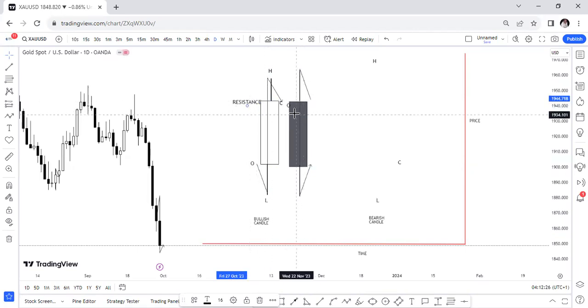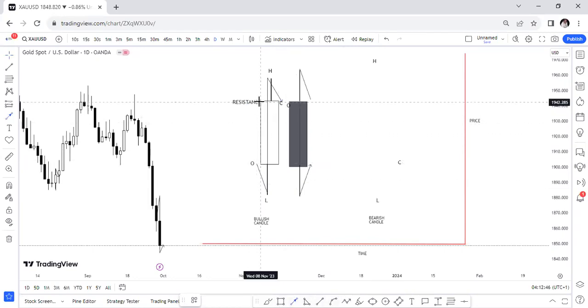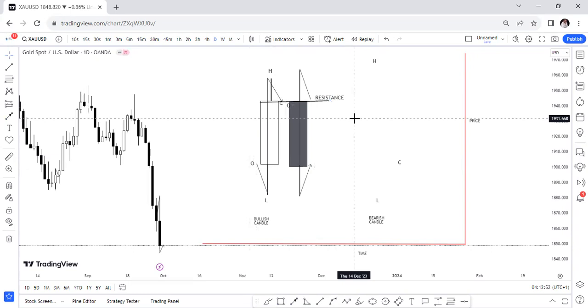Then price will open the second day, or the next session, it opens here and moves higher, then downward. So this place now becomes what we call the resistance level.